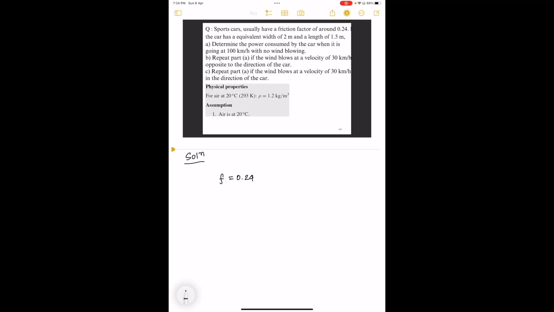The car has an equivalent width of W equals 2 meter and length L equals 1.5 meter. You can read the given question. Now we have to find out the power consumed by the car when it is going at a speed of 100 km per hour with no wind blowing. So V is given as 100 km per hour, assuming no wind blowing.